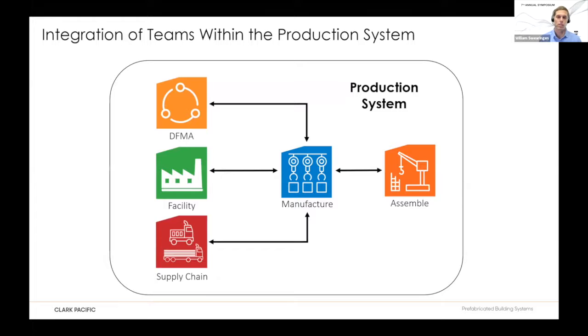So how do we integrate our teams? Within the production system, we drive our demand from the assembly standpoint. We erect our own buildings and we trigger our demand into the manufacturing center to understand our takt times and our delivery to the field to meet our schedule. In the core middle of this picture, you see manufacturing, and manufacturing is the core of what we do as an organization. It's supported by the DFMA, the facilities themselves, as well as the supply chain.